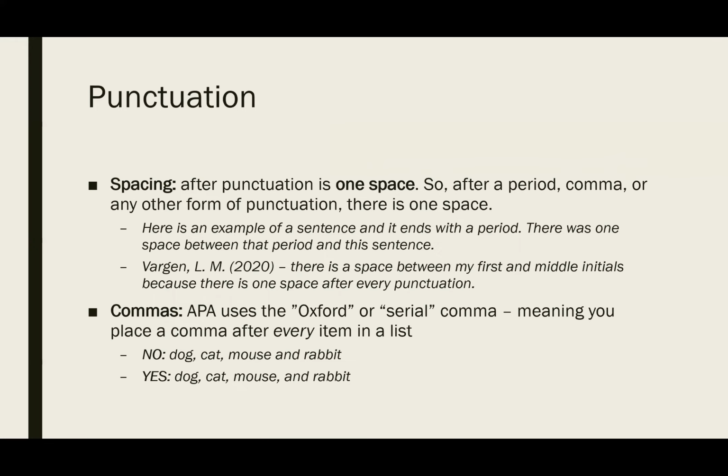And second, commas. APA uses the Oxford or serial comma, which means that you place a comma after every item in a list. So you always place a comma right before the "and" and then the last item of the list. So this is another thing I actually didn't know in practice until I entered the psychology department at SFU. So just for an example there, if you're listing dog, cat, mouse, and rabbit, you want the comma right after mouse too, even though a lot of people would not put that there.